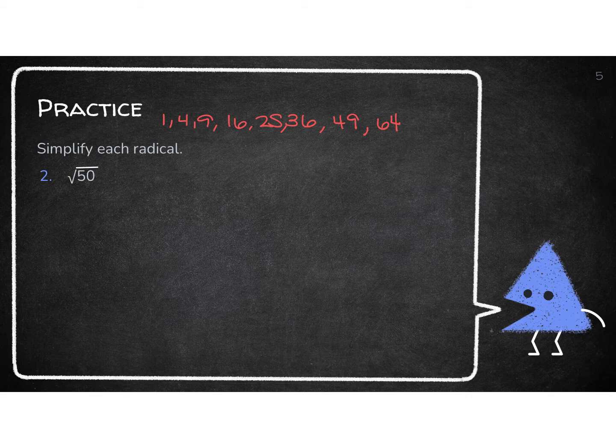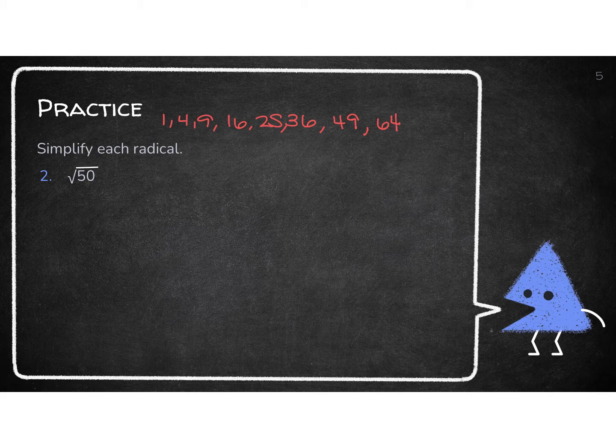What I'm going to do, in my calculator, is do 50 divided by 49 and see if I get a nice number. 50 divided by 49 is not going to give me a nice number. It's going to give me a decimal. So then I'm going to try 36. I'm going to do 50 divided by 36. It's not going to give me a nice number. It gives me a decimal.